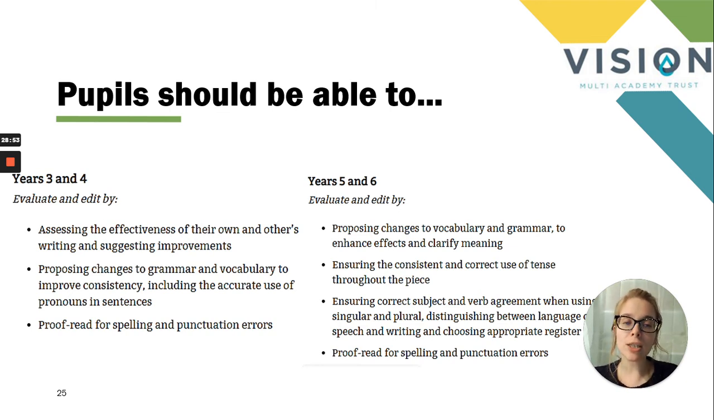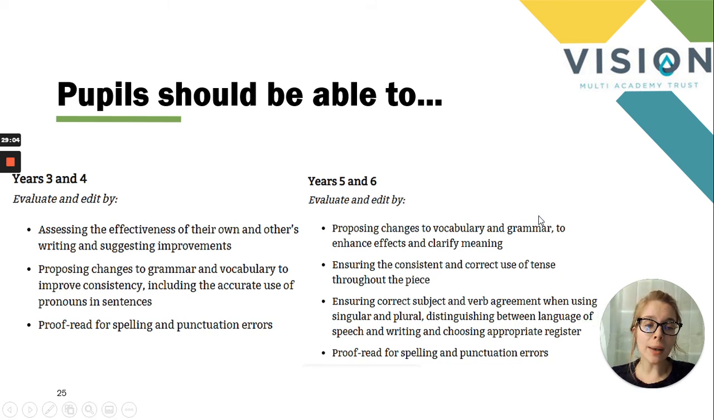Now, when children get up to year 5 and 6, you should be able to propose changes in vocabulary and to grammar to enhance sentence effects and to clarify meaning, to ensure that consistent and correct use of tense is used throughout the piece of writing.